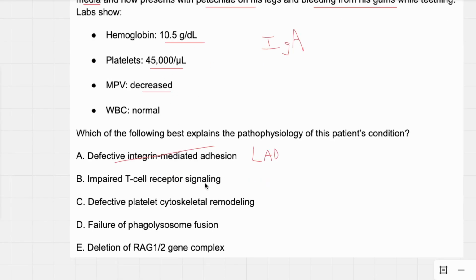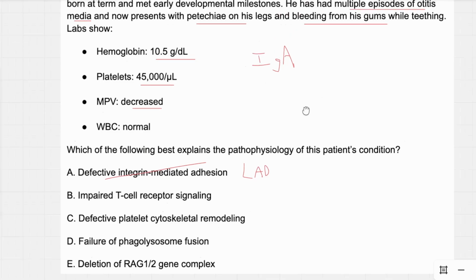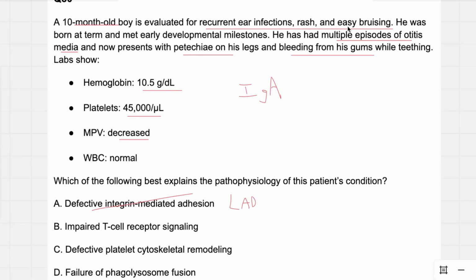Impaired T cell receptor signaling is referring to DiGeorge syndrome, the 22q11.2 deletion. This presents with a myriad of other symptoms. It's multi-system. You get thymic hypoplasia. Thymus is important for T cell education. Everybody remembers that. Hypocalcemia, congenital heart defects. We don't have any signs of that. It's really just the bleeding, rash, and recurrent infections.